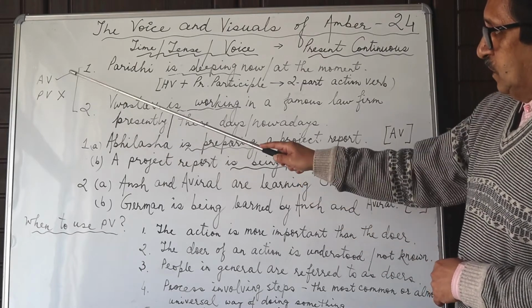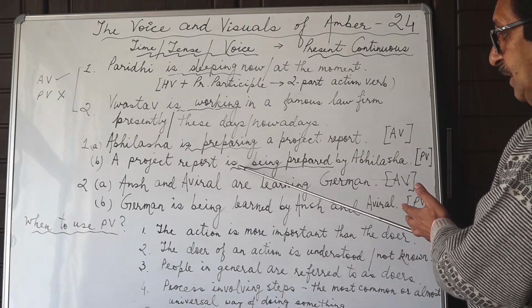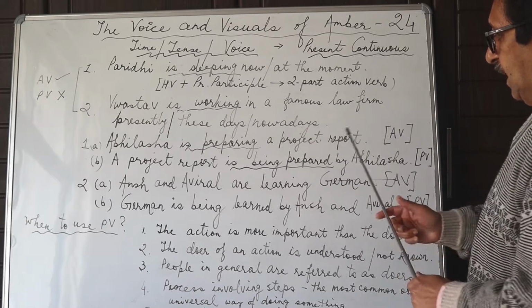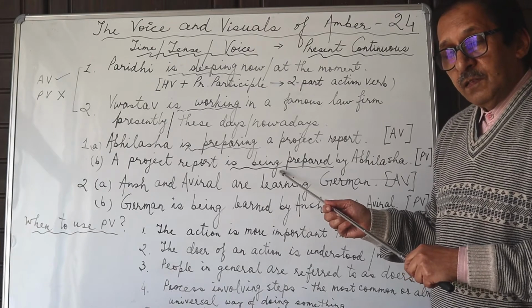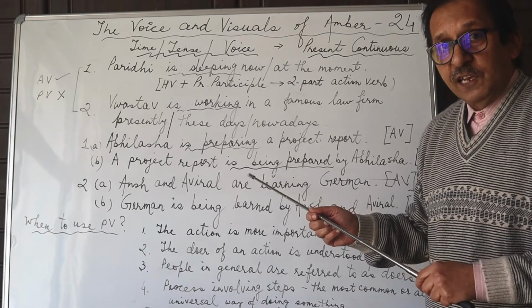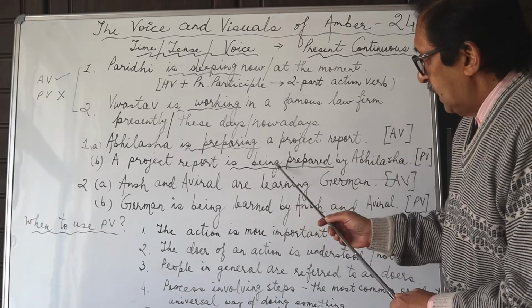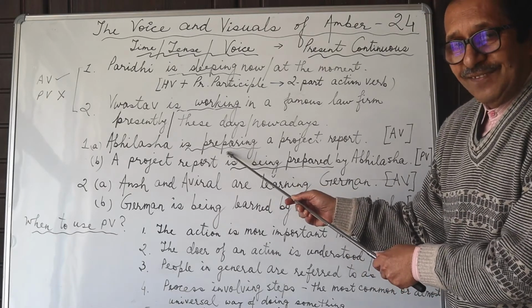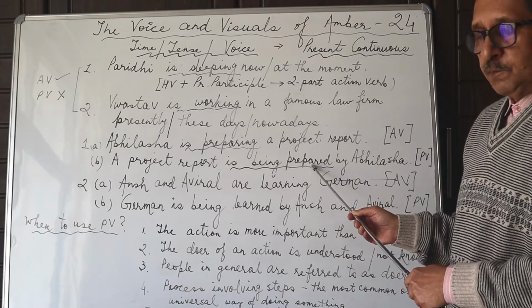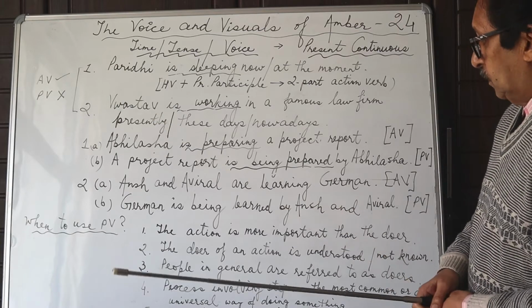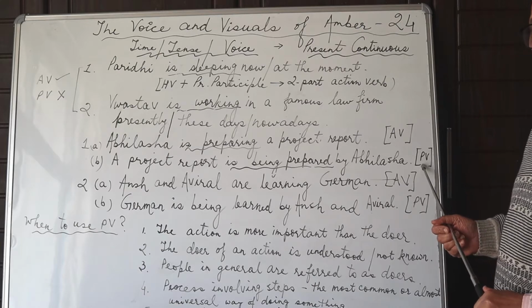So yes, we can change it into passive voice, and the passive voice would be a project report is being prepared. So you have the past participle over here, prepared, the third form of the verb that we commonly call V3: prepare, prepared, prepared. So is being. Why the being? Because it is in the continuous tense, the present continuous. Is being prepared, the past participle. So a project report is being prepared by Abhilasha. So this is the passive voice.